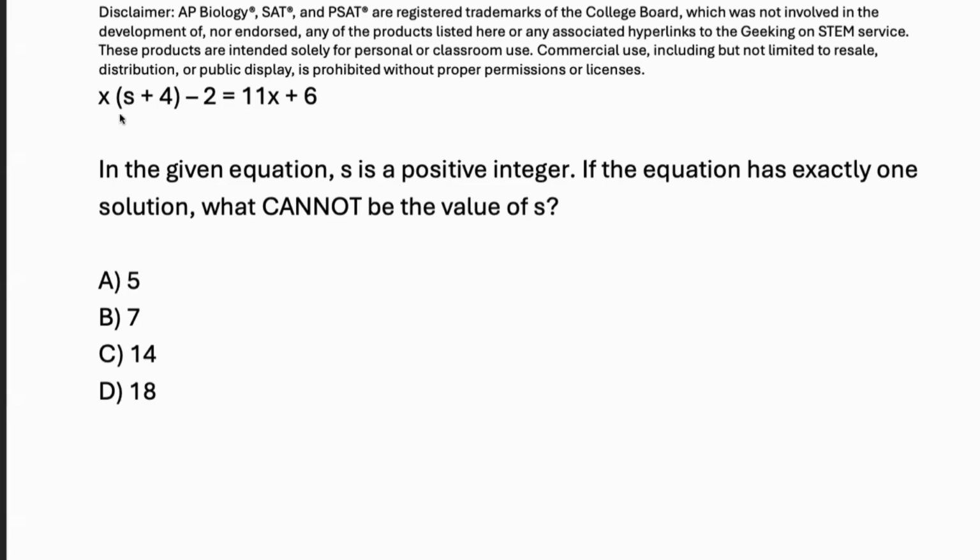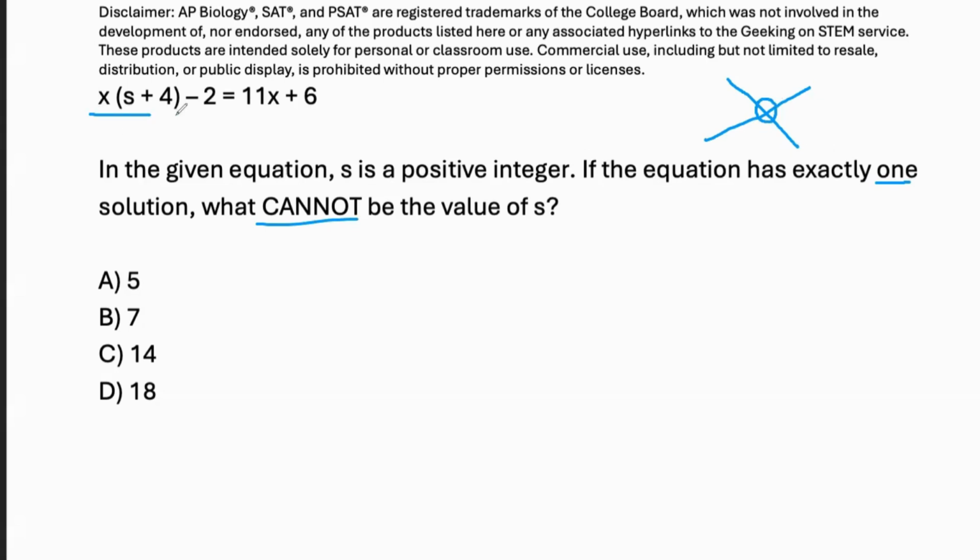The problem tells you x(s + 4) - 2 = 11x + 6. And they tell you in the given equation s is a positive integer. If the equation has exactly one solution, what cannot be the value of s? The key indicator here is what cannot be the value of s. This is a trick that they try to do so that you're solving for the value and think that's the final answer. Also, another thing to note: if they tell you that it's one solution, they're telling you that there's a line that's crossing at one point. So this is something to note here.